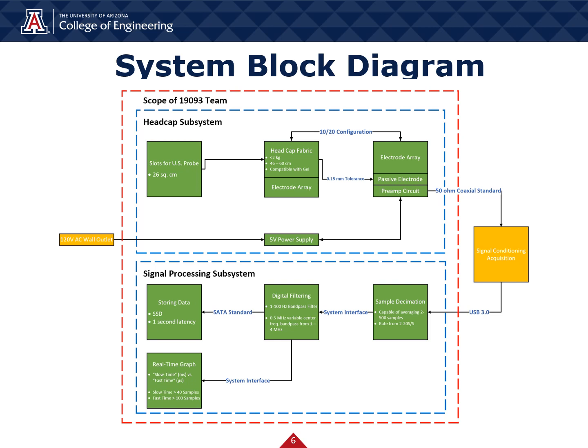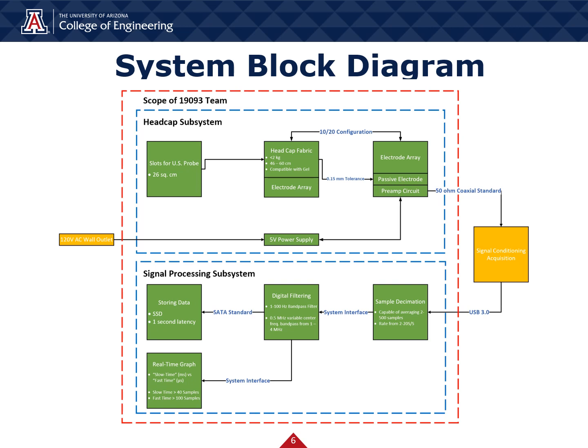Moving on to our system block diagram, which starts in the top section with a head cap subsystem. The head cap itself houses the array of electrodes as well as the active circuit boards. Its primary purpose is to collect the signal data and send it off to our sponsor's signal conditioning and acquisition device. From there, the device will condition and digitize the signal and then pass it back to our signal processing subsystem displayed in the lower half section.